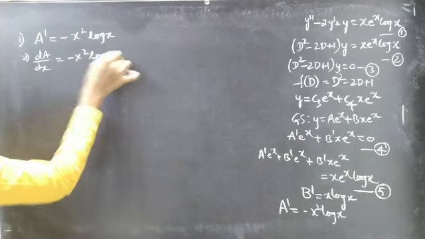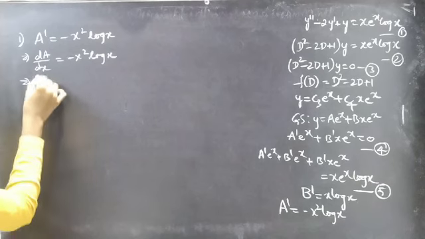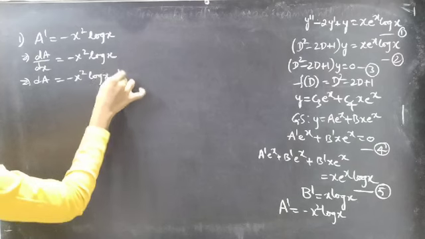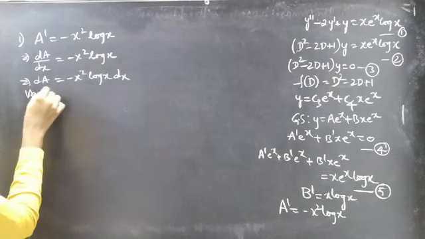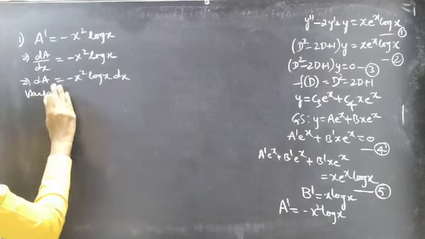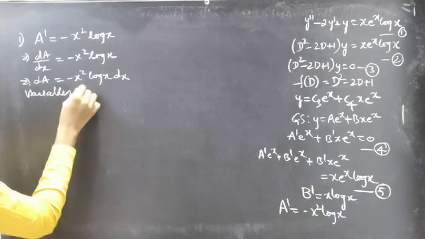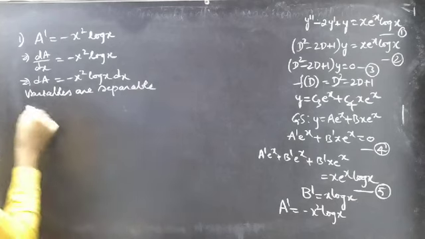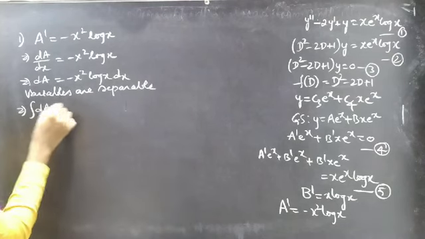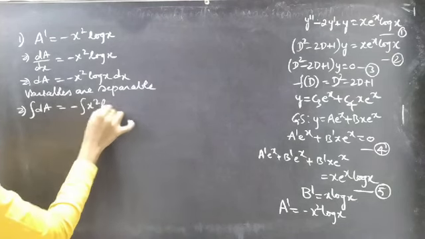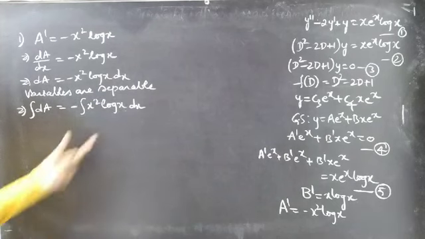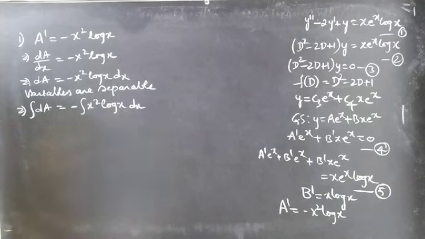Now let's separate the variables by taking the differential dx to the RHS, and we'll get dA equal to minus x square log x dx, right? Here the variables are separable, so we can perform integration. Integral dA equals minus integral x square log x dx. Let's now evaluate integral x square log x dx separately for our convenience.